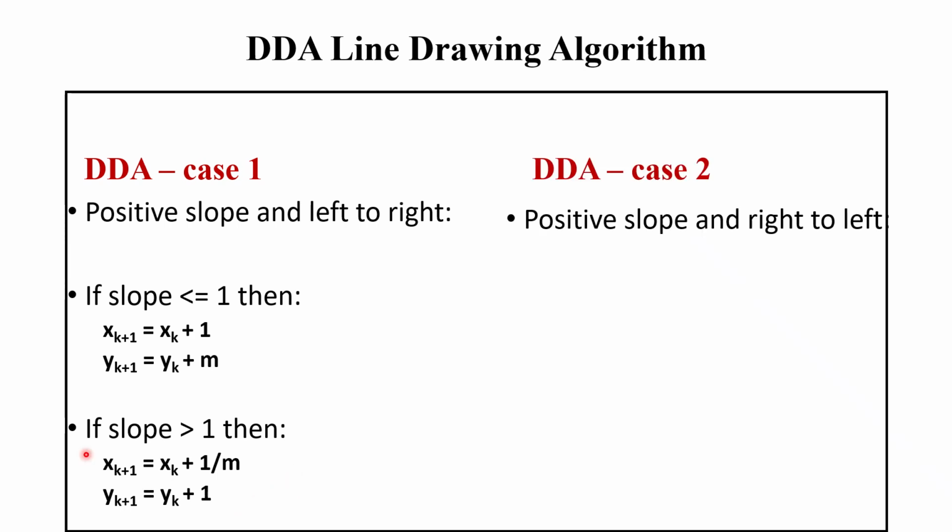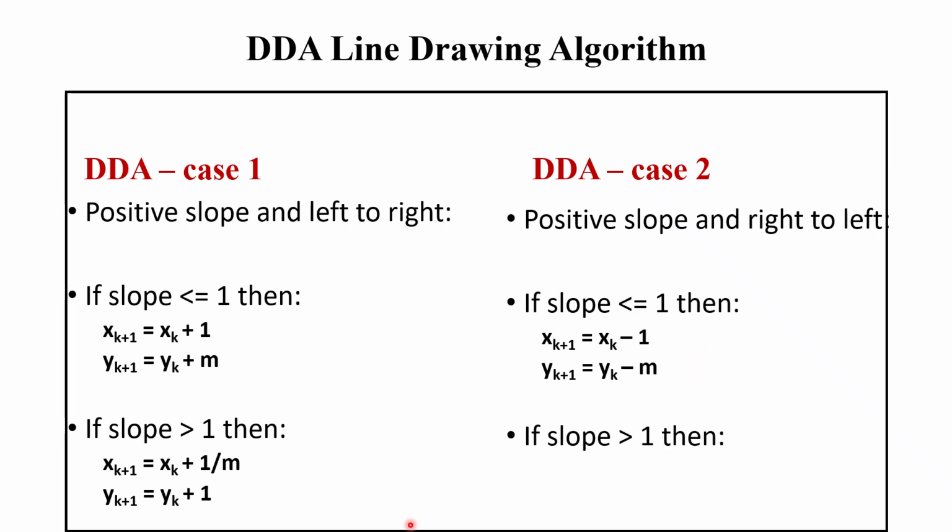Case 2, we have a positive slope and if we are going to draw the line from the right to left, then we will be considering this value of slope. If the slope is less than or equal to 1, then x is decremented by 1 always and y is decremented by m always. If the slope is greater than 1, then y is decremented by 1 always and x is decremented by 1 by m.